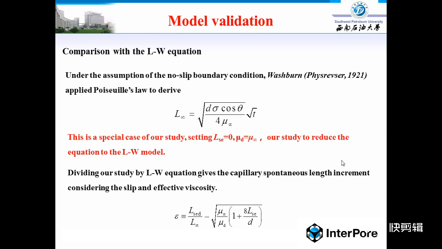The third section is model validation. With the assumption of no-slip boundary conditions, Washburn applied Hagen-Poiseuille's law to derive this. This is a special case of our model. Then deriving our model from the LW equation gives the capillary spontaneous imbibition length increment, considering the slip and the effective viscosity.